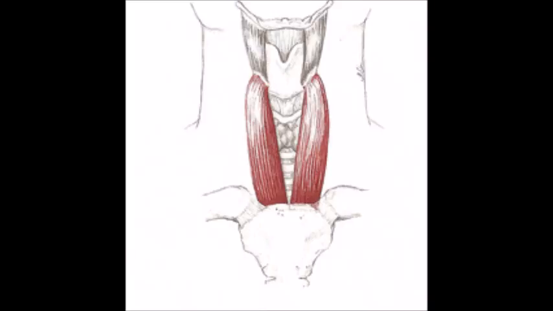Origin: manubrium of sternum, posterior surface. Insertion: oblique line of thyroid cartilage, inferior border. Action: depresses thyroid cartilage, larynx.